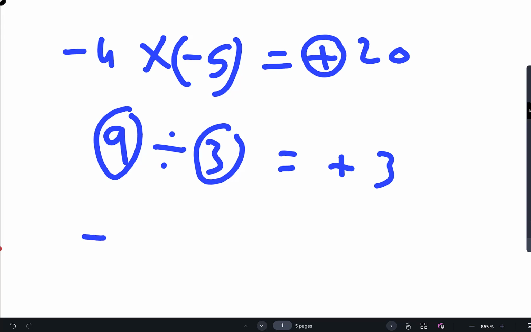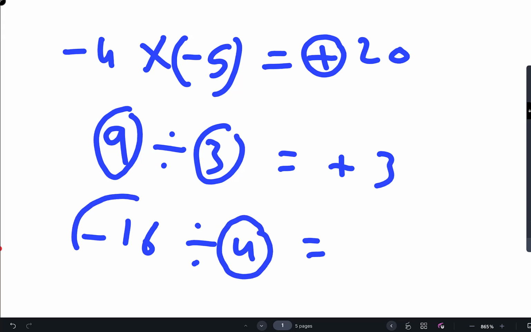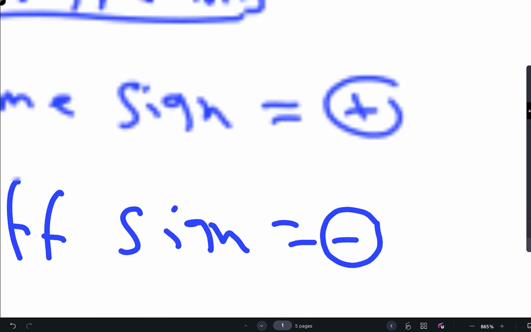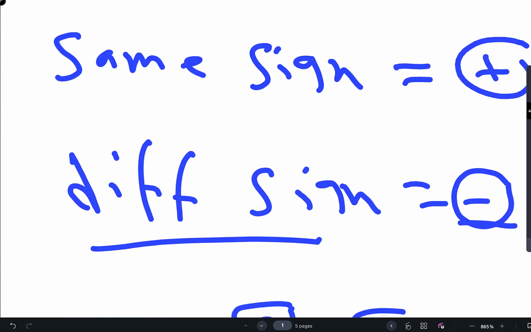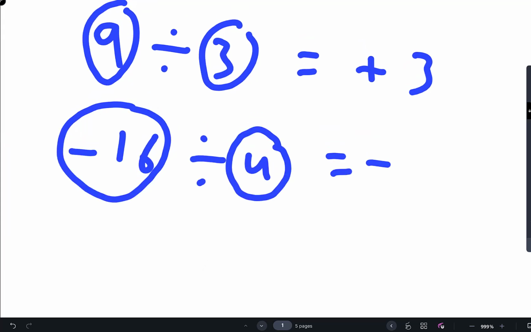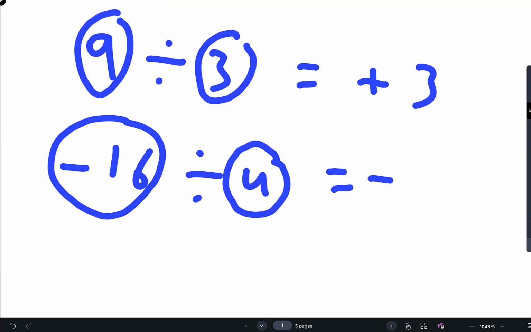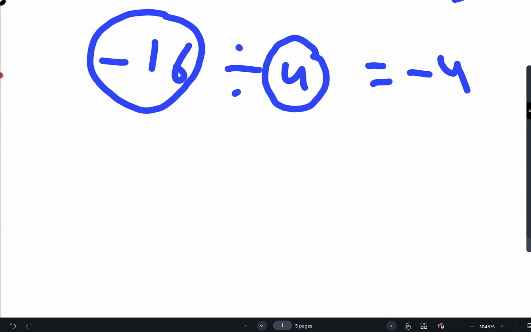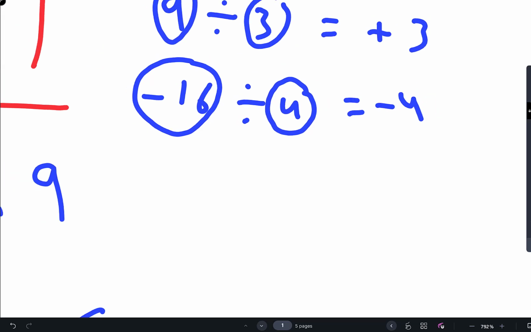Maybe you have negative 16 divided by 4. This integer is positive and this is negative. The result will be negative. Why? Negative divided by positive is negative. I told you, different sign will be negative, same sign will be positive. 16 divided by 4 is 4. This is very, very easy.